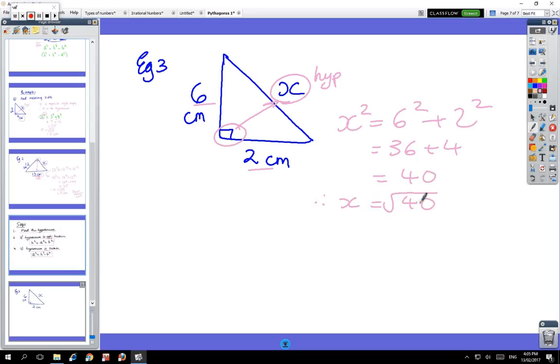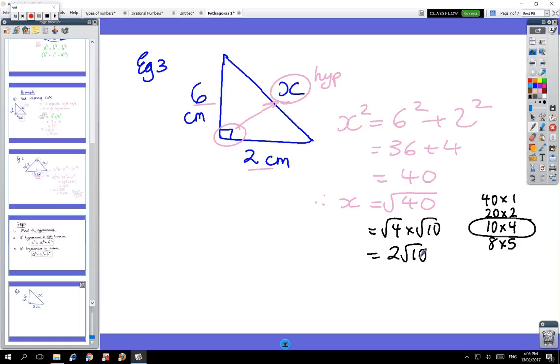Now in the textbooks they might leave it like that, but you've just done a really short topic on simplifying surds. So 40 is 40 times 1, 20 times 2, 10 times 4, 8 times 5, and the only one that has a number that can square root is this pair. So we've got square root of 4 times square root of 10, so the answer is also 2 root 10 centimetres. This answer is okay for some textbooks, but we would be hoping that you might simplify it down to 2 root 10 centimetres, because square root of 40 can be simplified.